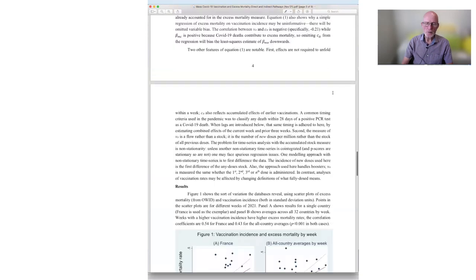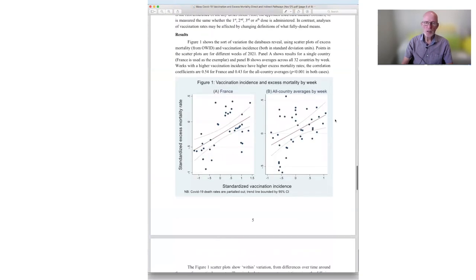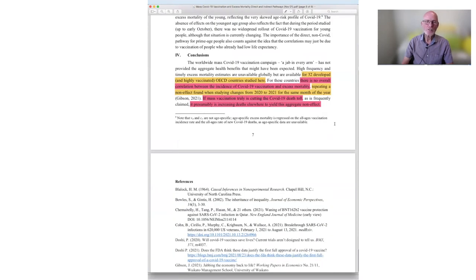And then he goes into the math, so to speak, and does this scatter chart and does a few sums and comes to this conclusion. For the 32 developed and highly vaccinated OECD countries studied, there is no overall correlation between the incidence of COVID-19 vaccination and excess mortality, repeating a non-effect found when studying changes from 2020 to 2021 for the same month of the year. There was no effect of the COVID vaccination program. And he concludes and says, if mass vaccination truly is cutting the COVID-19 death toll, it presumably is increasing deaths elsewhere to yield this aggregate non-effect.